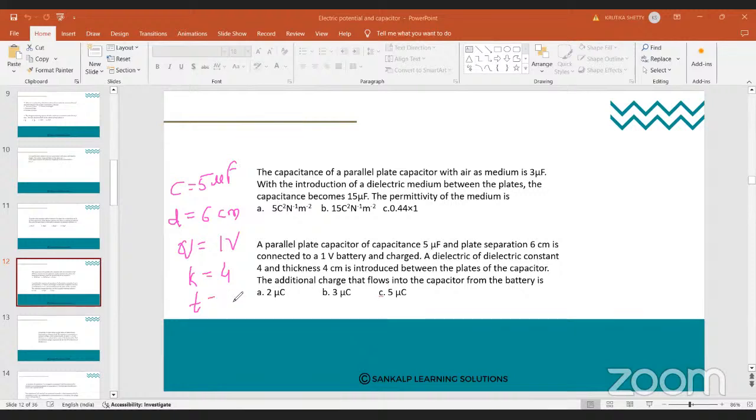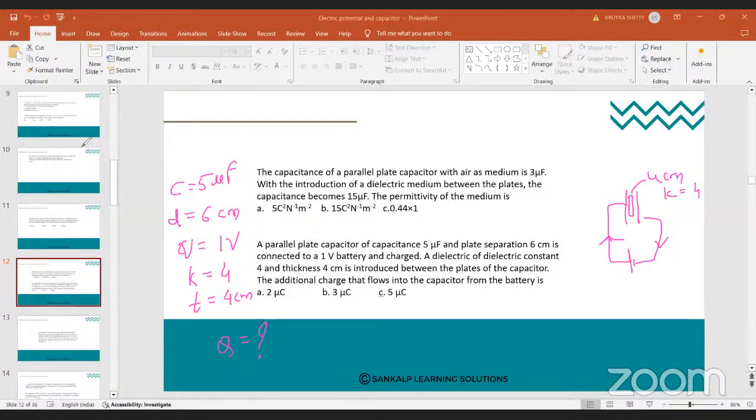A dielectric of dielectric constant 4 and thickness 4 centimeter is introduced; if you are using a slab, its thickness is 4 centimeter. The additional charge that flows into the capacitor from the battery is, yes, hope the question is clear to you. So you have a capacitor connected to the battery, and in between you have a dielectric slab whose thickness is 4 centimeter and dielectric constant is 4. In this case we need to understand how much charge is flowing from the battery to the capacitor. So the charge value we need to calculate.